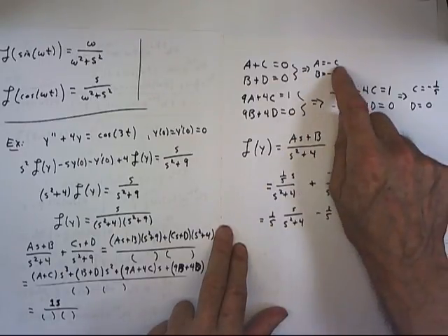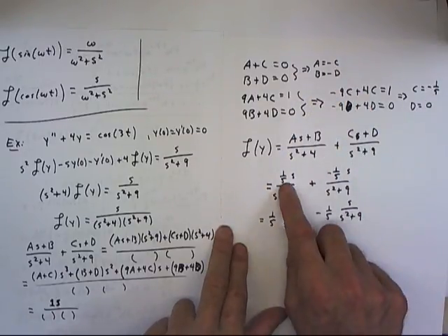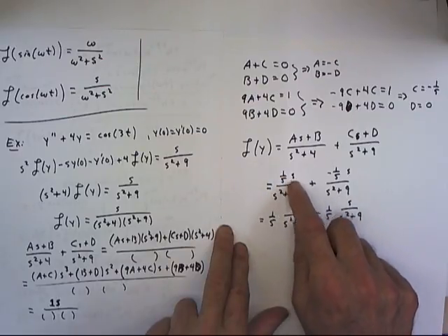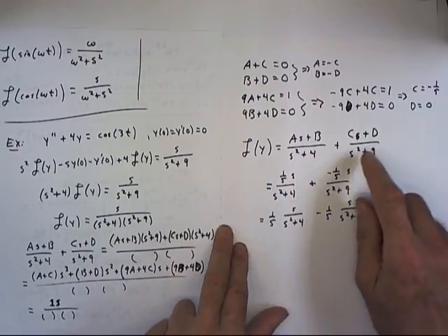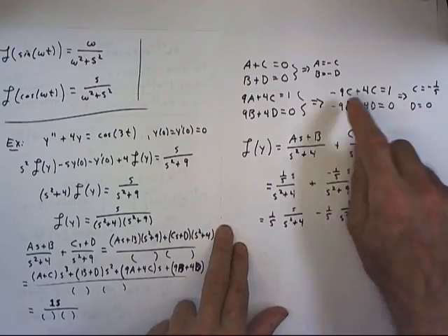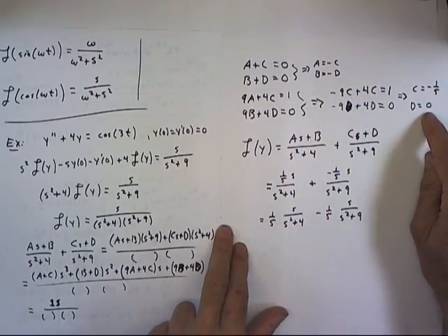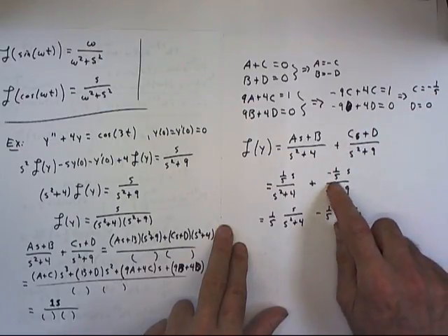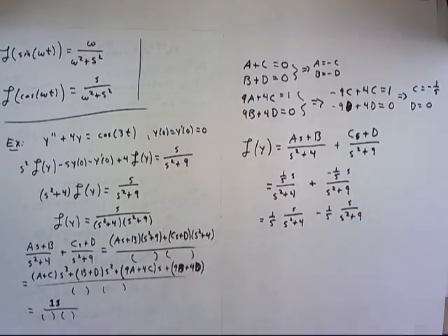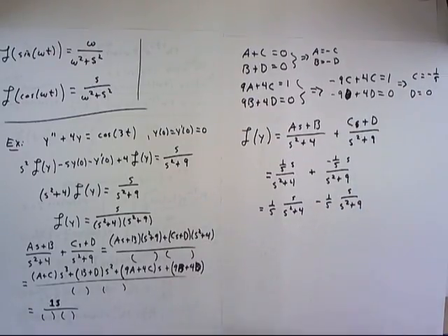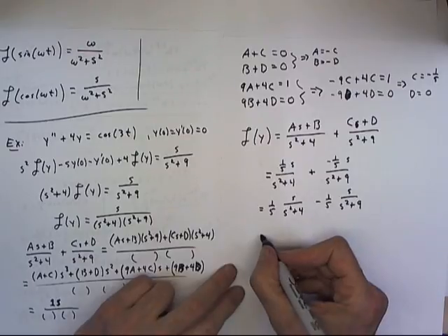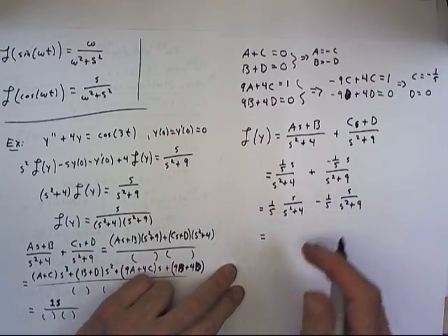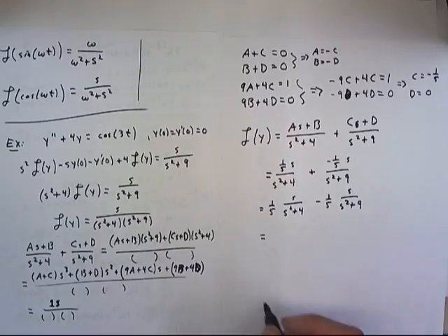A is equal to negative c, c is negative 1/5, so a is 1/5. We have 1/5 s over s squared plus 4. B is 0 because b is equal to negative d, and d is 0. C is negative 1/5, d is 0, so this term becomes negative 1/5 s over s squared plus 9. Then factoring out the 1/5, negative 1/5, we get this.